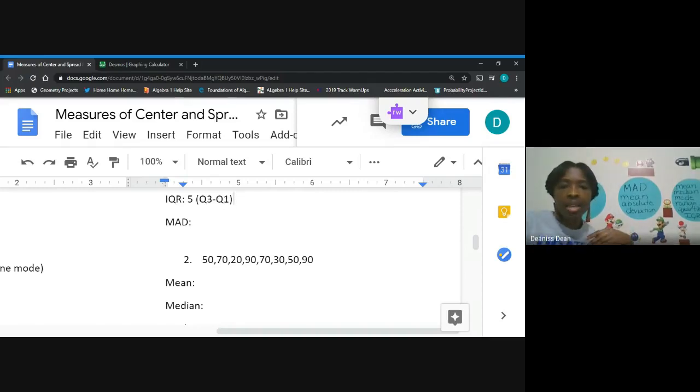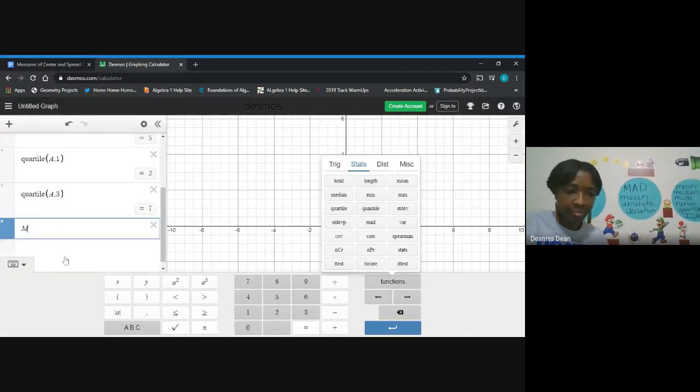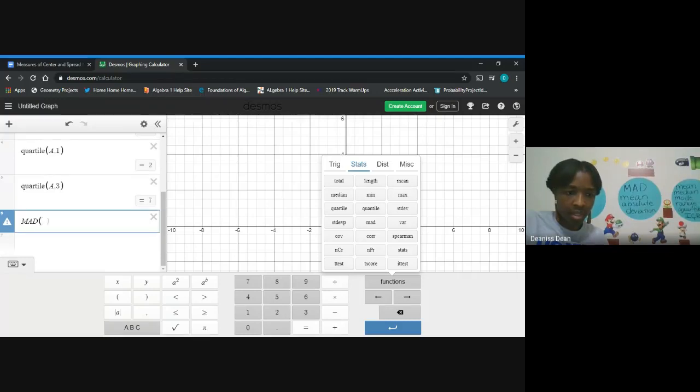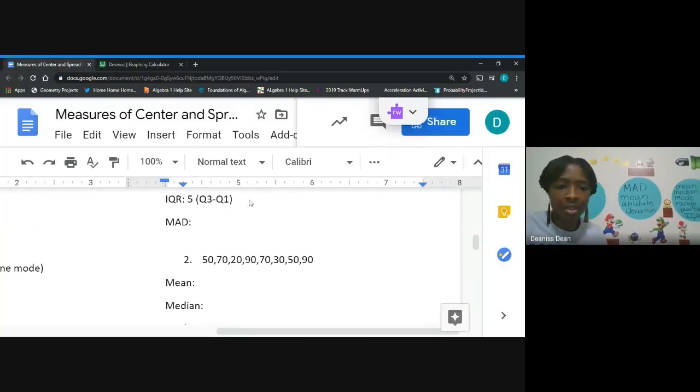All right, and lastly is the mean absolute deviation. So remember as well, you just do MAD. Lowercase, don't do uppercase letters. You should have got 2.5 for your mean absolute deviation.